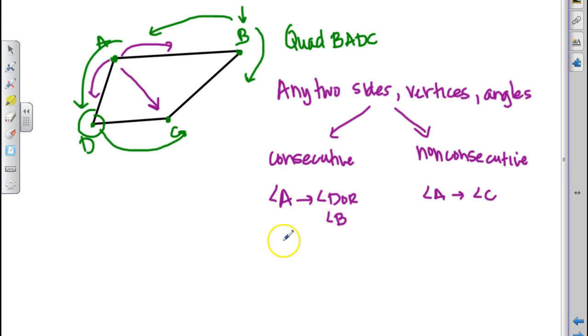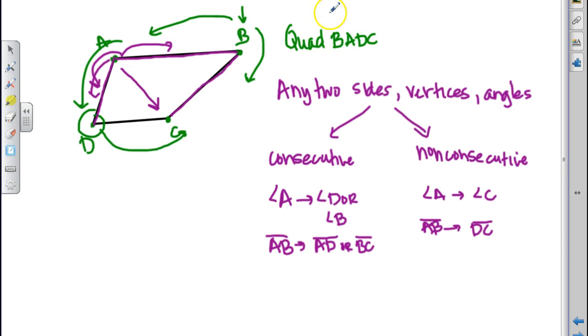All right, let's try a side. Side AB. So here's side AB. Consecutive to side AB would be side AD. Or, what's the other one? Yeah, side BC. It's touching side AB also. All right, so there are the sides that are consecutive. They are touching side AB. So which is the non-consecutive side to AB? Yep, DC. Good job.